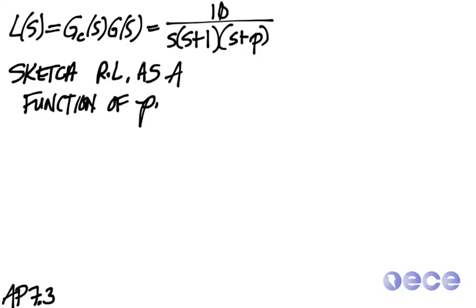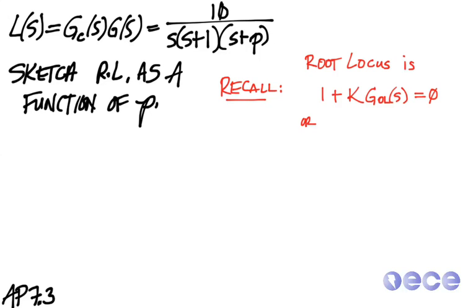So first of all, this does not look like root locus. Root locus looks like 1 plus k times some open loop transfer function equals 0. Or you can remember that it's k times the open loop transfer function equals minus 1, or 1 angle 180. Because p is not a multiplier in front of this transfer function, we can't use what we know about root locus in order to sketch this root locus.